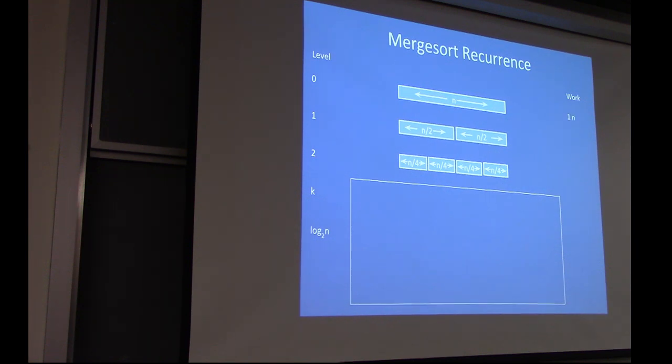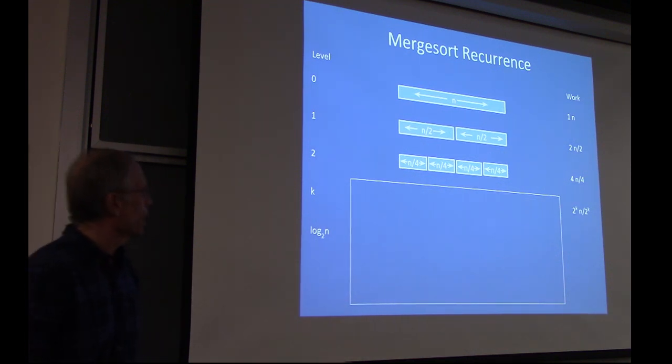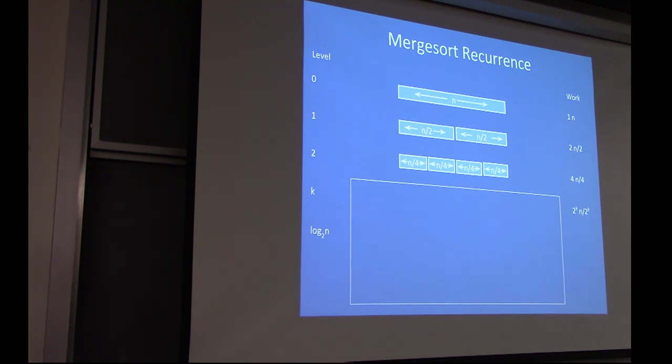How much work is done at the next level? We're doing it twice, but the array is only half as long. So again, it's 2 times n over 2. The next level, we're doing 4 merges, each half as big. What about the kth level? It's 2 to the k times n divided by 2 to the k.